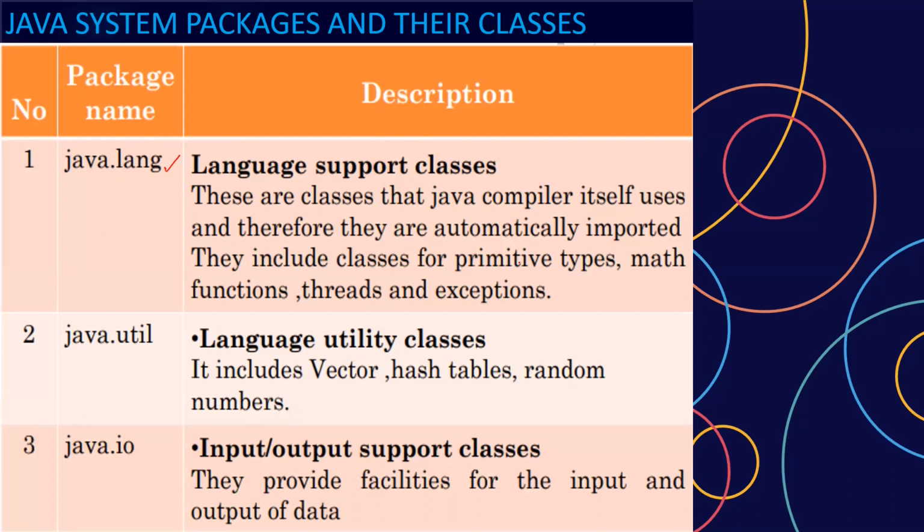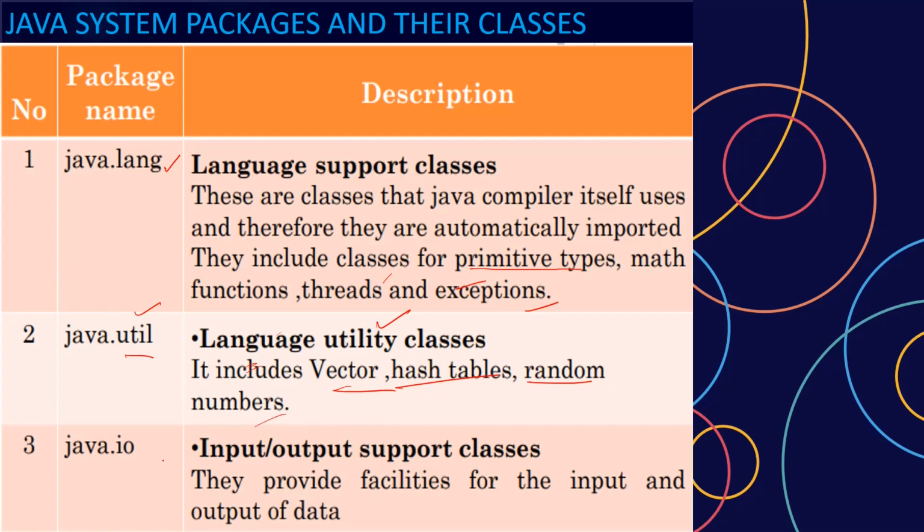They include classes for private types, mathematical functions. Then threads, then exceptions. Then you have the util package, the java.lang utility package. Util stands for your utility package. It includes vector, hash tables, random numbers, like that.